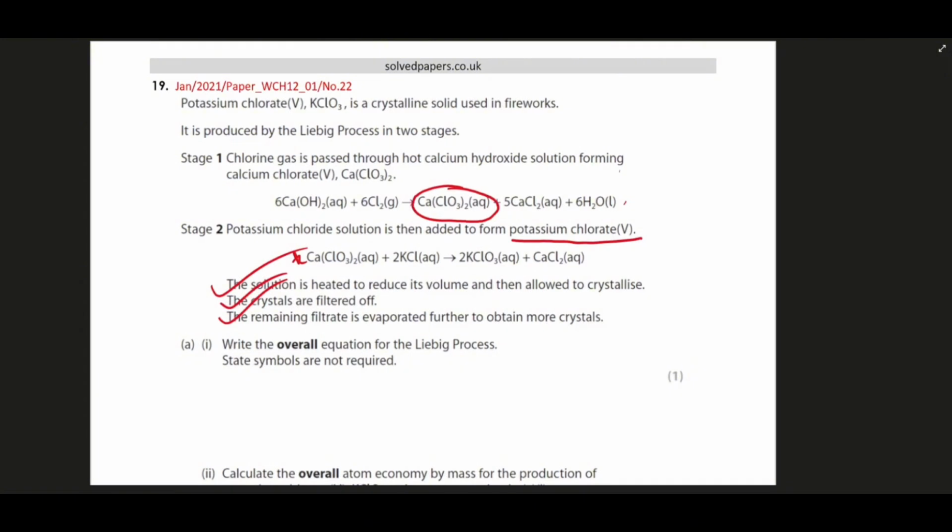Okay, let's start. So we have to write the overall equation for the Lebesgue process, isn't it? So if that's the case, what does it mean? Basically, we need to just combine both of the equations provided down here, and then just cancel out the spectator ions so that we can get the final, simplified version, basically. So what do we have here?